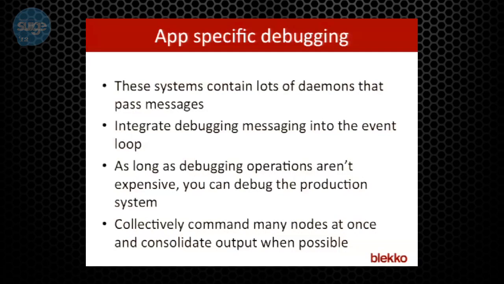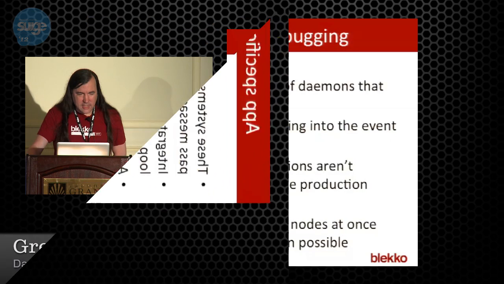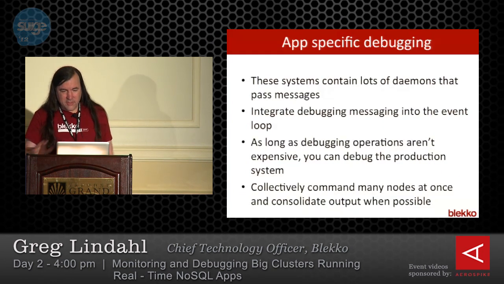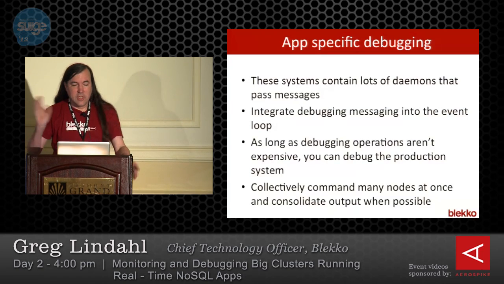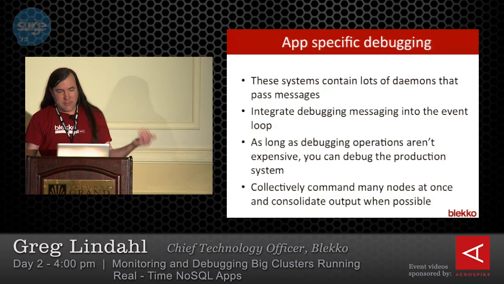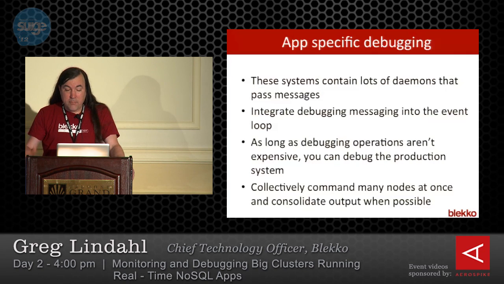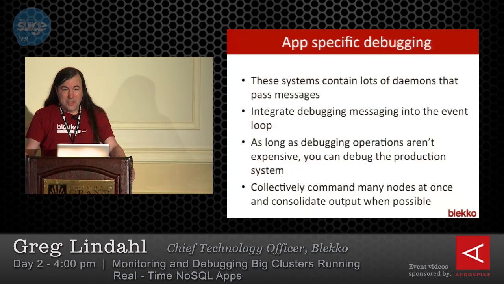Application-specific debugging. I mentioned these 2 slides because I've been doing this kind of debugging for 17 years, and I have not run into another system that did this. So actually, I'd love to hear if somebody knows if any of the current NoSQL distributed systems do this. These systems contain a lot of daemons, and they spend most of their time passing messages. So if you integrate debugging messaging into the event loop of the daemons, then you can debug things by hand on the production system.